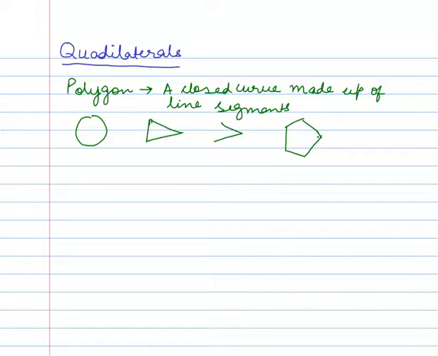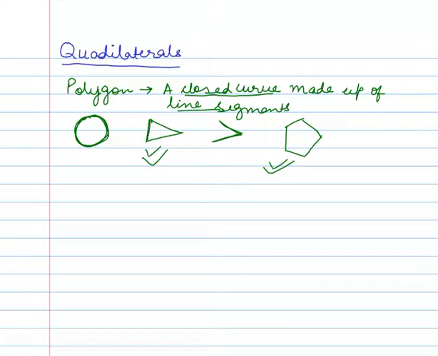So out of these four curves which I have made, this is a polygon and this is a polygon. Why are these two not polygons? Because this is not made up of line segments. It is a circle. It is not made up of line segments, whereas this is not a polygon because it is not a closed curve. So a polygon should meet these two properties. It should be a closed curve, and it should be made up of line segments.